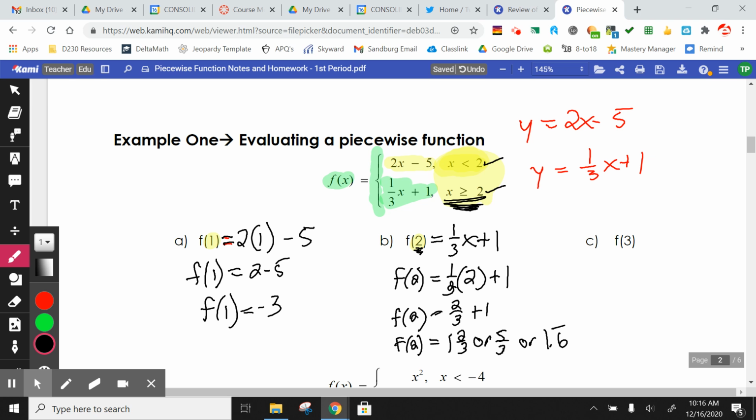All right. So real quick, do letter C. See if you understand what I did in A and what I did in B. Figure out what f of 3 would equal.